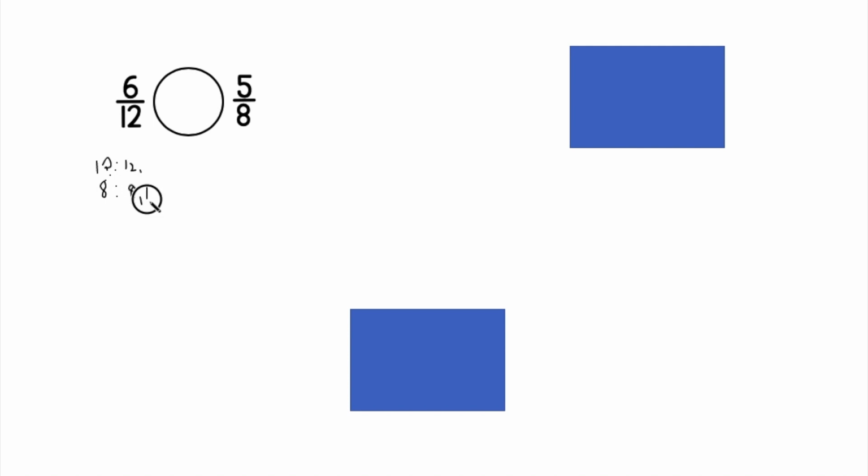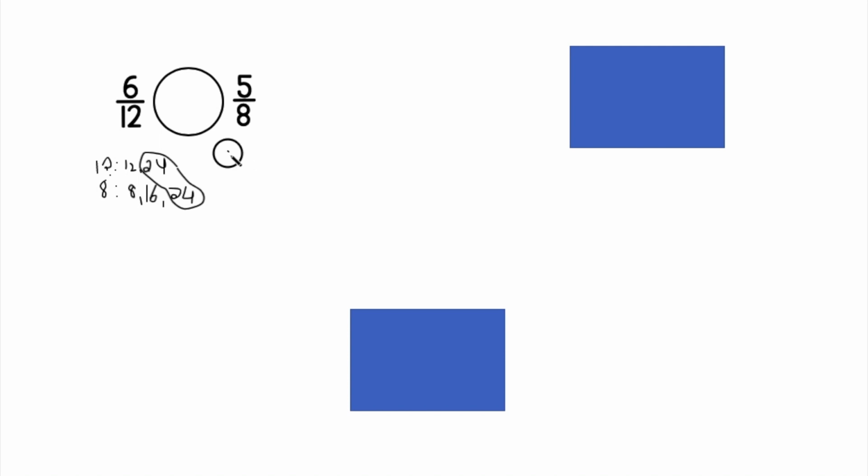8 times 2 equals 16. 12 times 2 equals 24. Do we have anything in common yet? Nope, we keep moving on. 8 times 3 equals 24. 12 times 3, oh, do I even need to do 12 times 3? Nope, because they have a least common multiple. So we have 24. Now we've discovered that if we turn both of these fractions into something with 24 as a denominator, then we're going to be able to easily compare our two fractions.